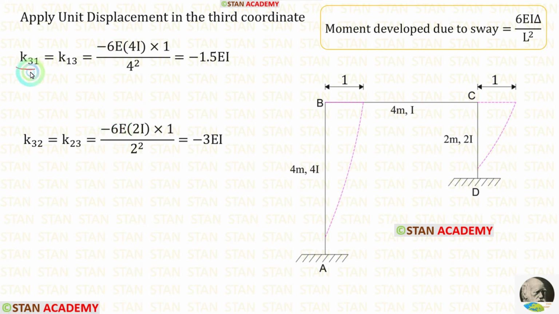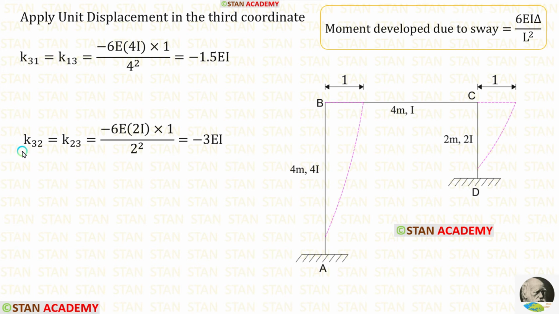For K31, in the formula, let us apply the values. Length of the column AB is 4 meter. Let us apply that. The moment of inertia for AB is 4I. So instead of I, we have to apply 4I. The value of delta is 1. Finally, we are getting K31. The values of K31 and K13 will be the same.